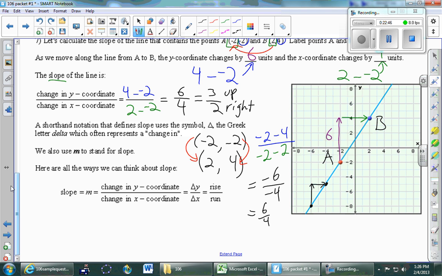So in English, it's the change in the y coordinate over change in x coordinate. In symbols, we can use this Greek letter. It looks like a triangle. It's the capital D in the Greek alphabet, and it is pronounced delta. It's written right up there. So delta just means change in. It means subtract. So it's a change in y over change in x, or if you want to think about movement, it's a rise over a run. Lots of ways to think about slope.